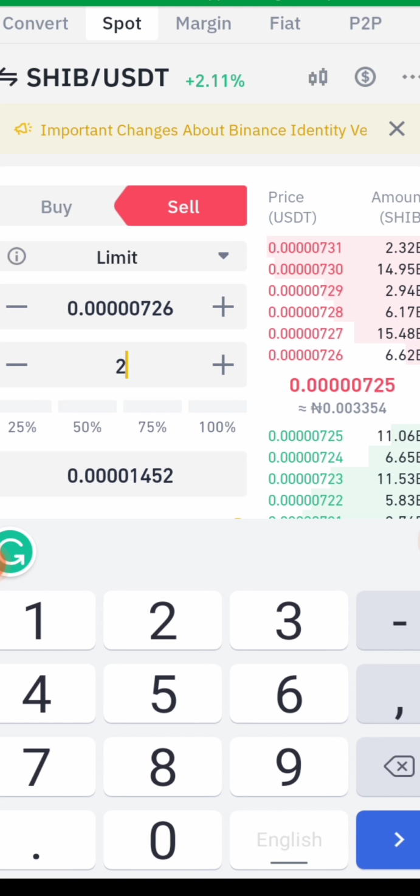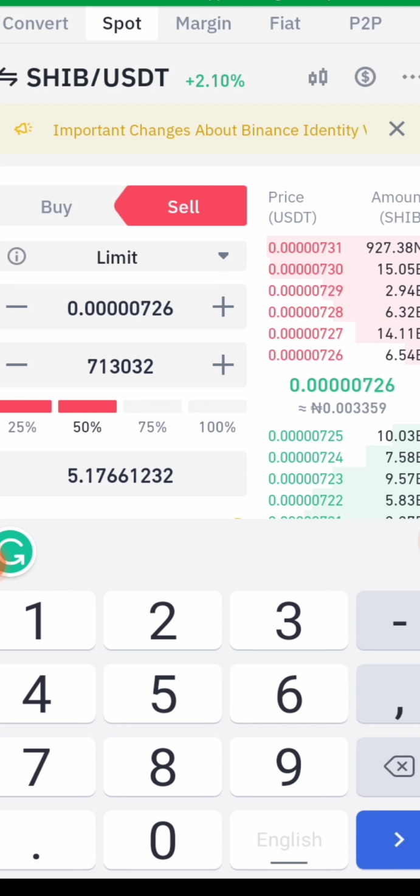Okay, let's say we want to sell 50% of what we have here. Okay, 50% of what we have here is displaying up to $5. Okay, let's say we want to sell all.